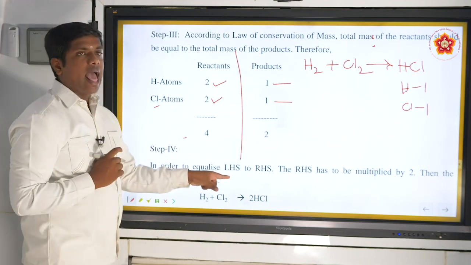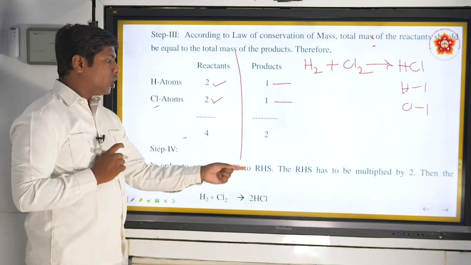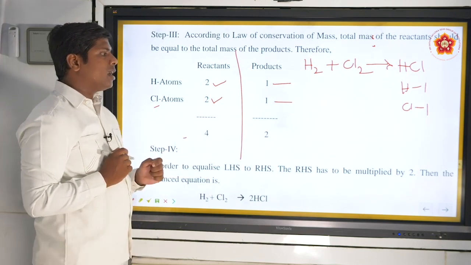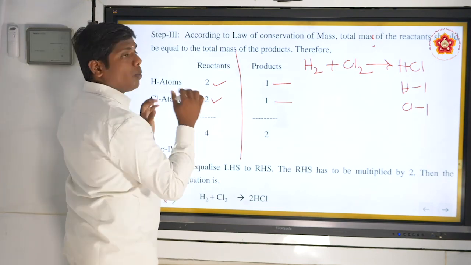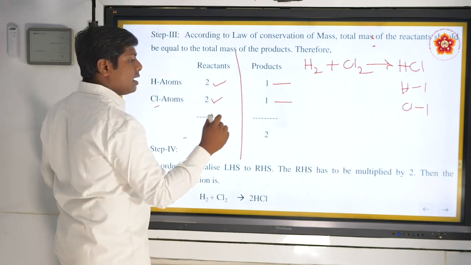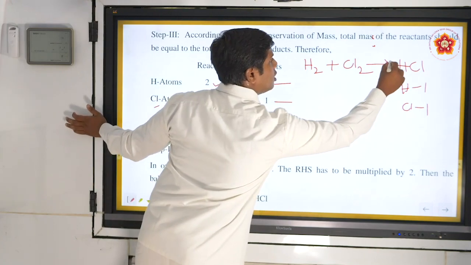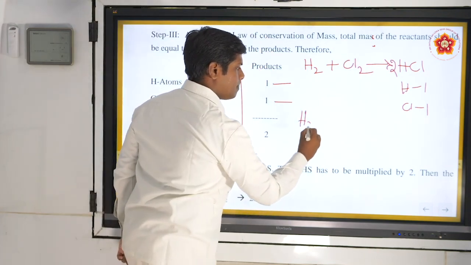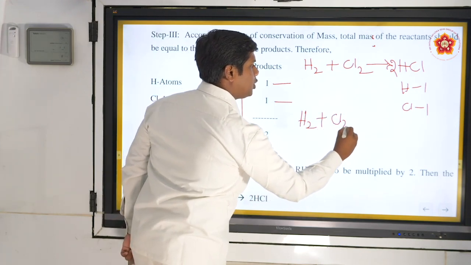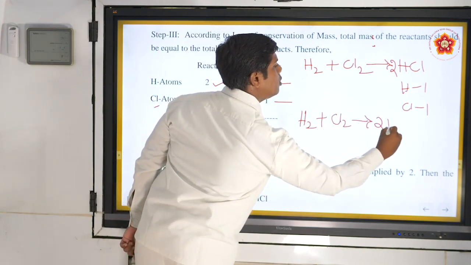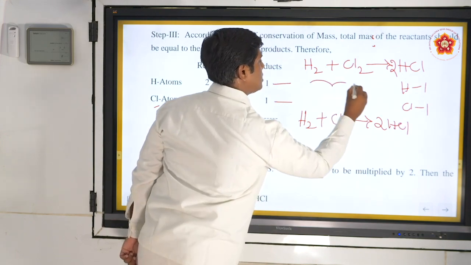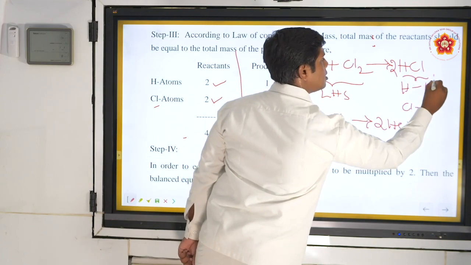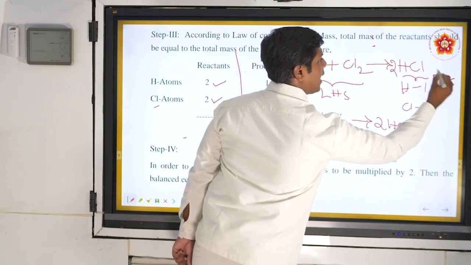In order to equalize the right hand side to the left hand side, the right hand side has to be multiplied by 2. Means to balance right hand and left hand, the right hand has to be multiplied with 2. Then the overall equation is H2 plus Cl2 gives rise to HCl. This is known as LHS, left hand side. This is RHS, right hand side.